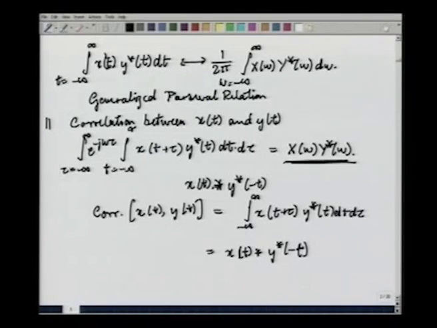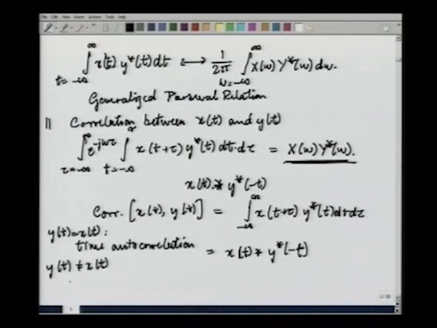of shift. If y t is replaced by x t, then you have what is called autocorrelation or the time autocorrelation. When y t is not equal to x t, you get what is called the time cross correlation.